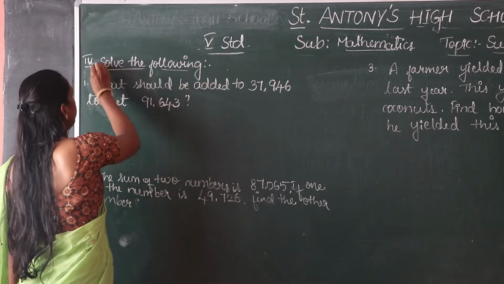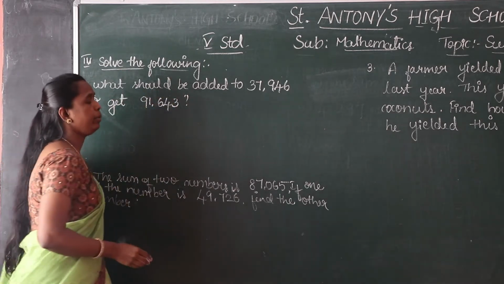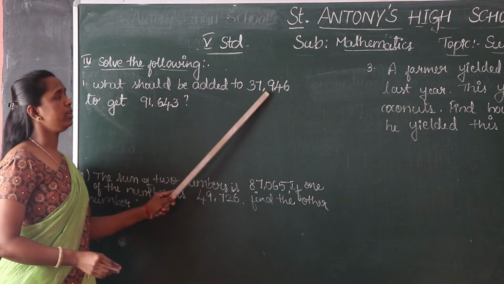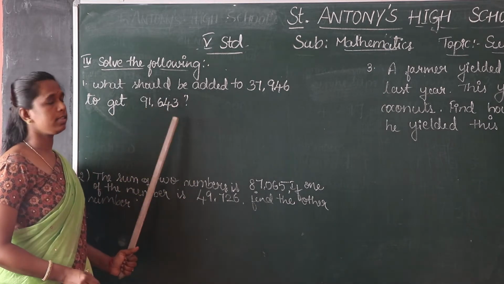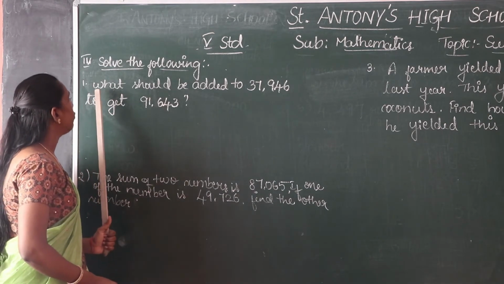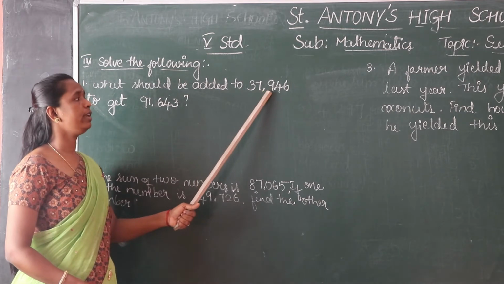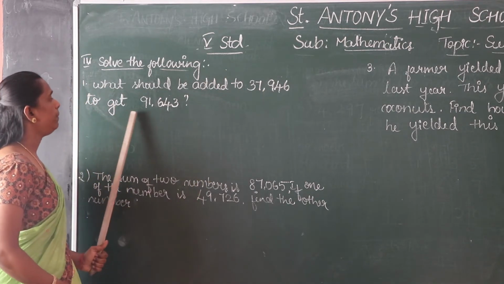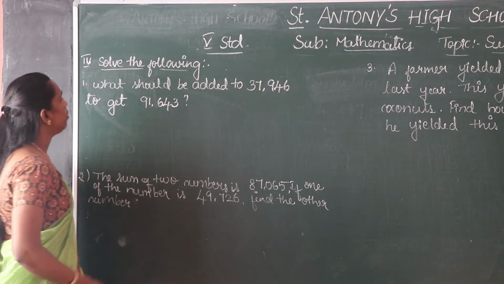Next, solve the following sums. Children, fourth one is solve the following. What should be added to 37,946 to get 91,643? Read one more time. What should be added to 37,946 to get 91,643? So what is the answer?